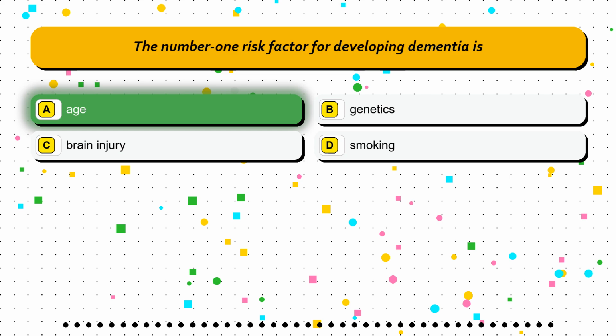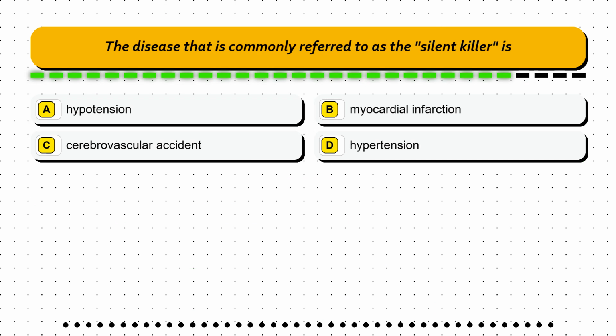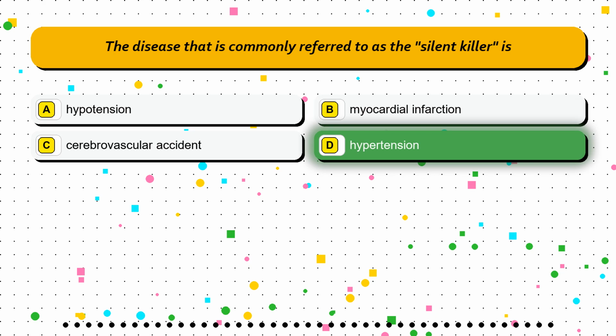The correct answer is option A, age. Question 28. The disease that is commonly referred to as the silent killer is: Option A, hypotension. Option B, myocardial infarction. Option C, cerebrovascular accident. Option D, hypertension. The correct answer is option D, hypertension.